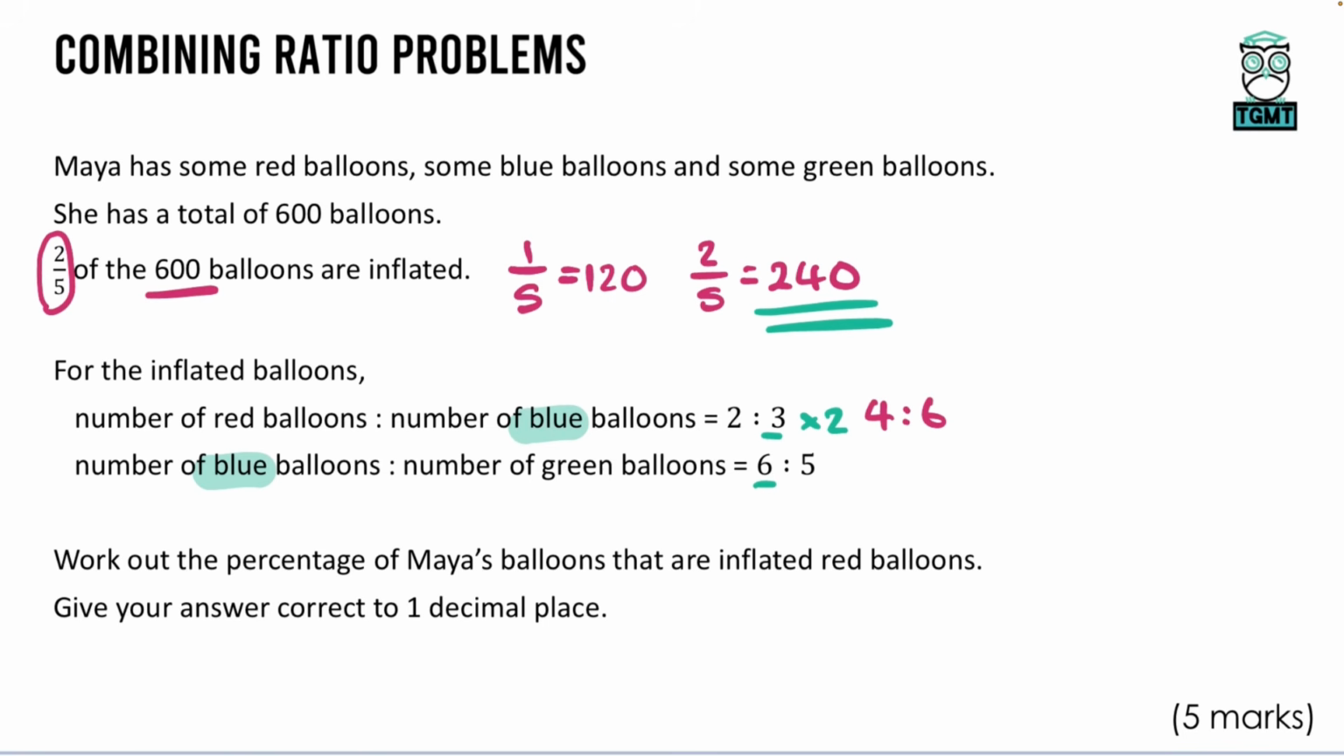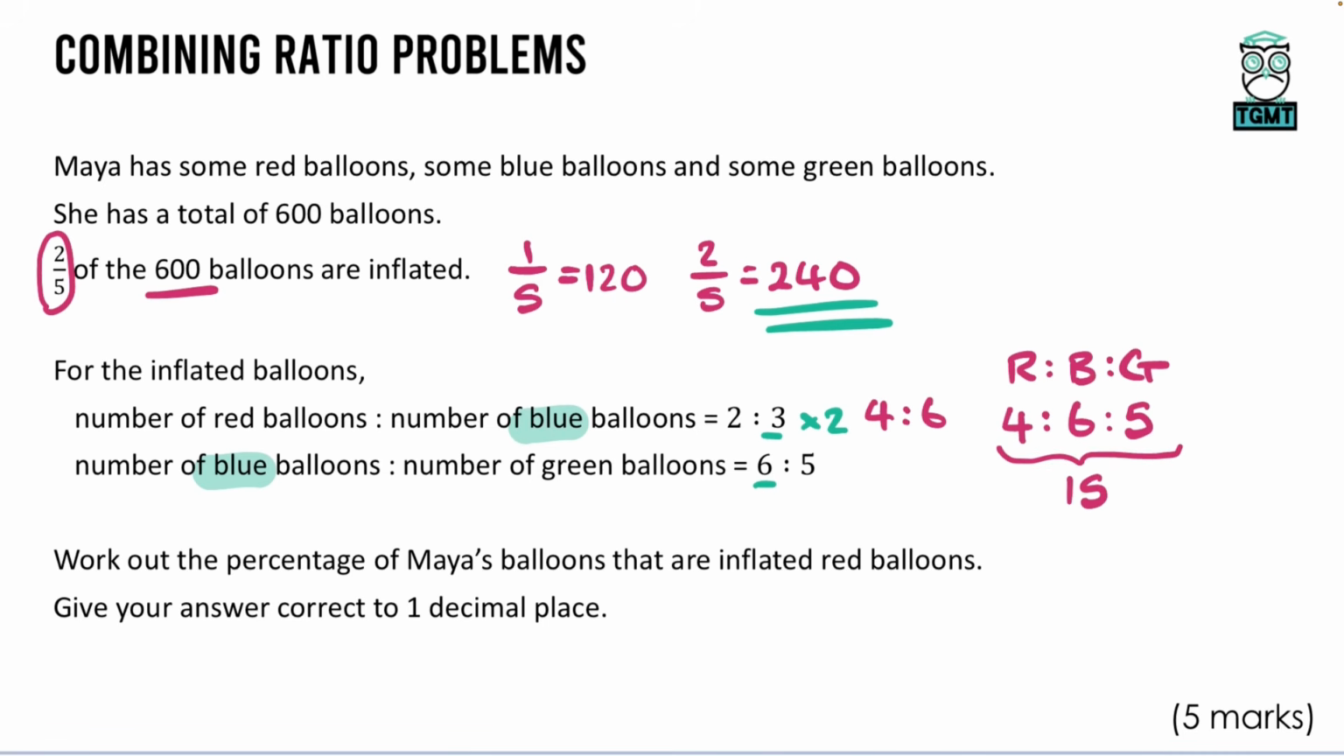So as a 3-part ratio, red, blue and green, we have 4 representing red, which we've just changed, 6 representing blue, which is now the same in both, and 5 representing green. So for these inflated balloons, we know that they are in the ratio 4, 6, 5, which is a total of 15.